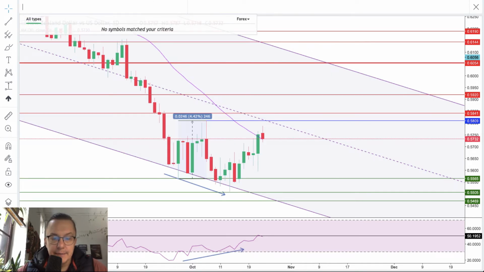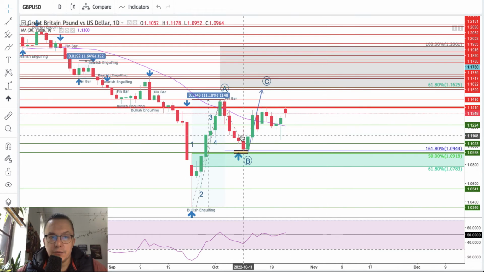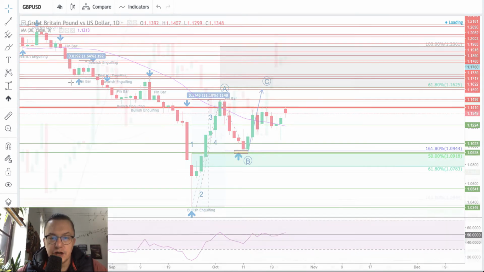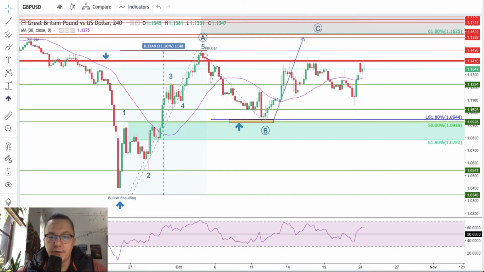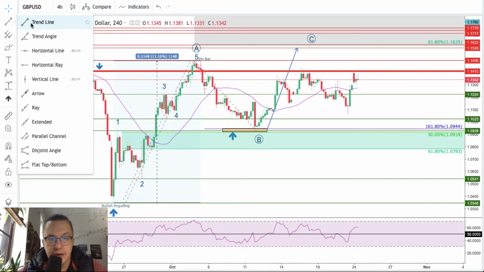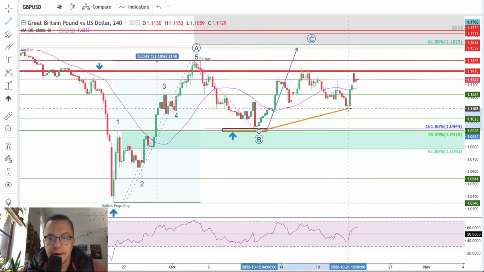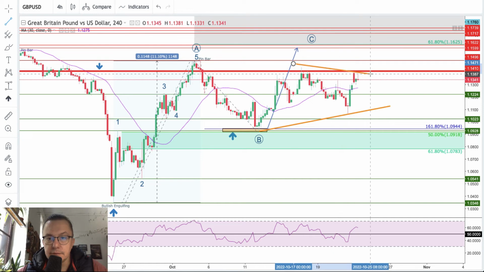Let's take a look at the British pound, because we have plenty of data today from the UK. So what is going on in the British pound? Let me just change the time frame to the 4 hour, and we are still following our ABC pattern to the upside, right? So this wave B had been a little bit too extended, so I think that this might be some sort of a triangle. However, it's not that often for a triangle to be made inside of this kind of pattern. However, it's still possible.